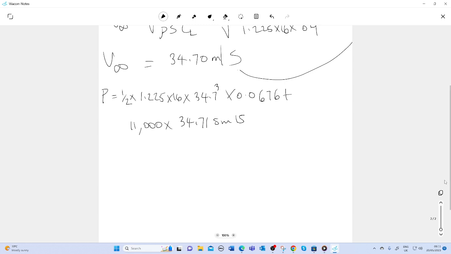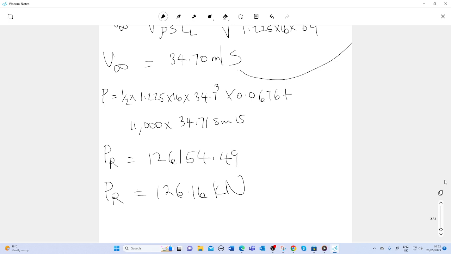Now going with the equation for the power required, our power required becomes 126,154.49. So our power required for the propeller-driven aircraft becomes 126.16 kilowatts calculated.